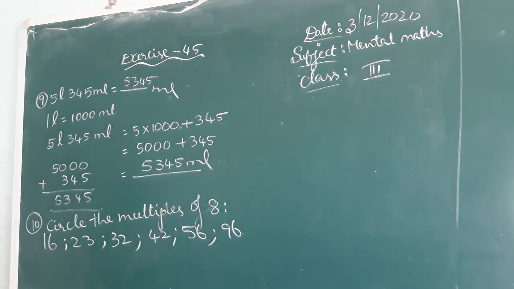See, what is meant by multiple? The numbers, the products which we get if we multiply the number 8 with 1, 2, 3, 4, those are all the multiples of 8. In the 8 table, what numbers will come? Those are all the multiples of 8. See here, read out the 8 table once again.